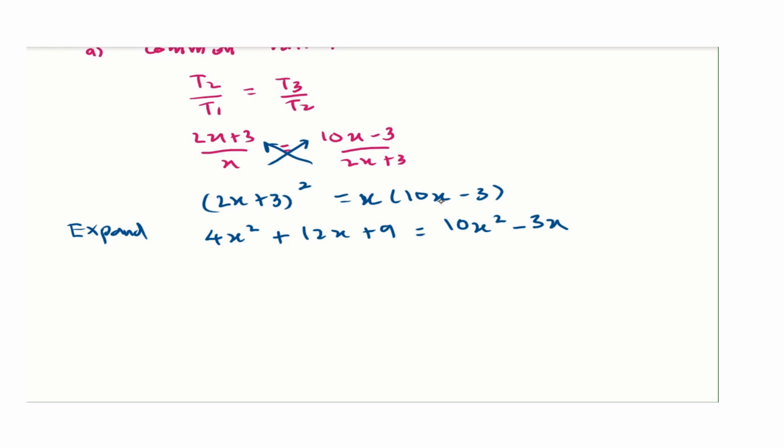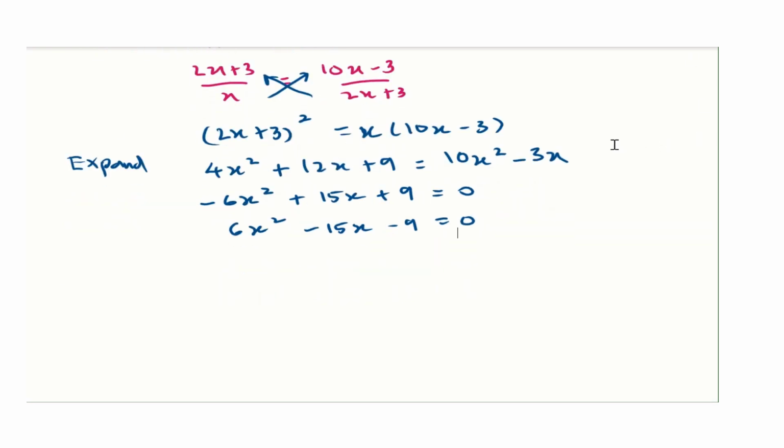So then we get negative 6x squared plus 15x plus 9 equals 0. Then we make it positive, we get 6x squared minus 15x minus 9 equals 0. Then we can simplify this quadratic equation by dividing with 3. So then we get 2x squared minus 5x minus 3 equals 0.